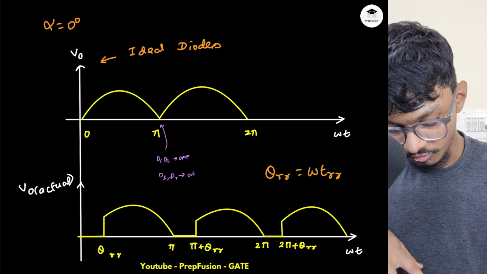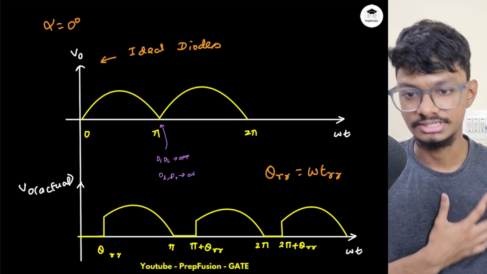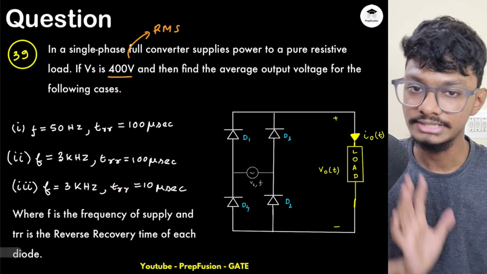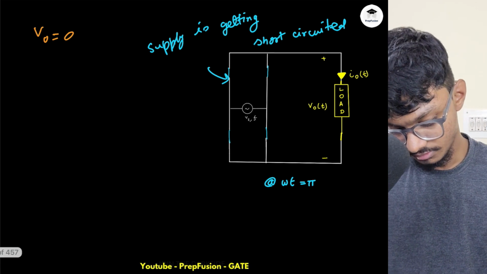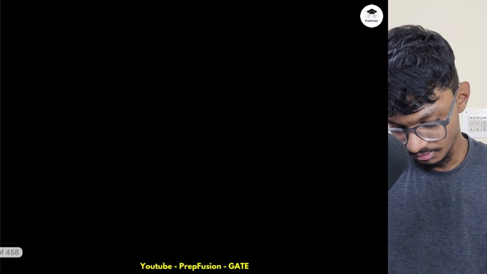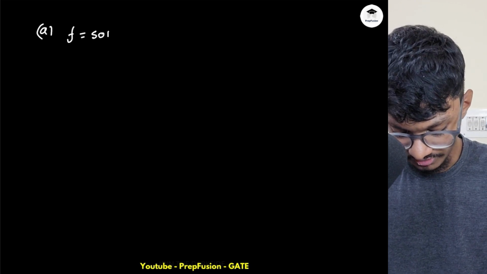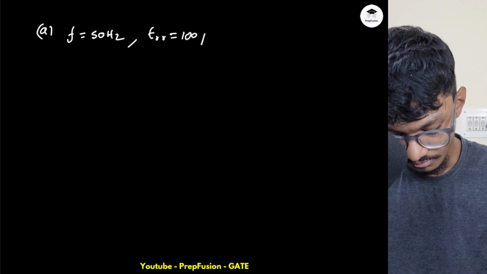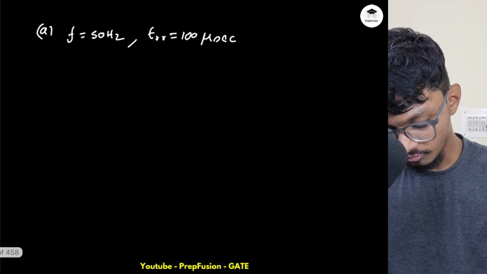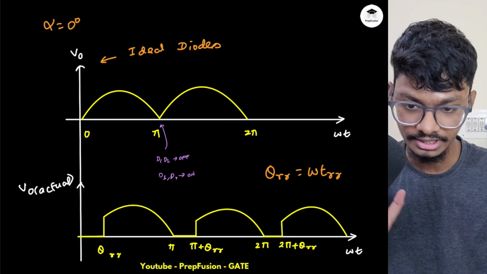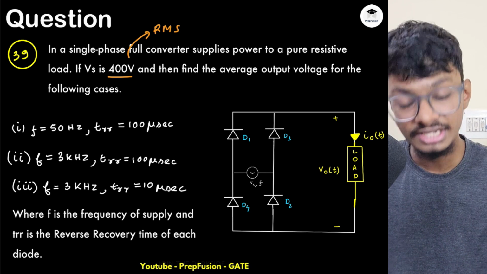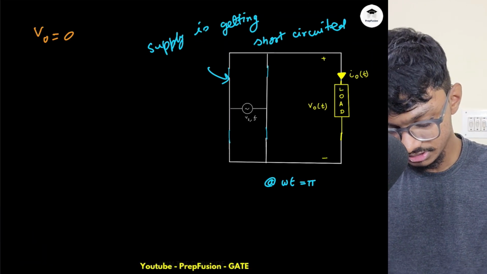So the average value of output voltage will change at different TRR. There are 3 different cases, so we'll analyze the 3 cases. For the first case, case A, my F is 50 Hertz, and TRR is 100 microseconds. What will be the average output voltage expression if I want to compute it? Theta RR is a variable that depends upon TRR and omega. Omega is also changing and TRR is also changing. So what is my VO average?